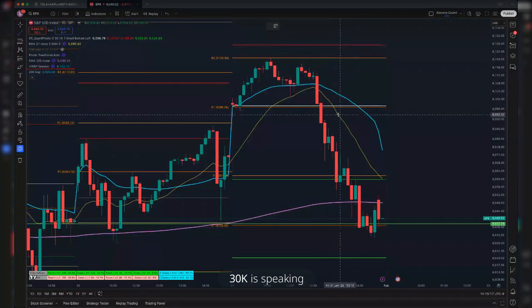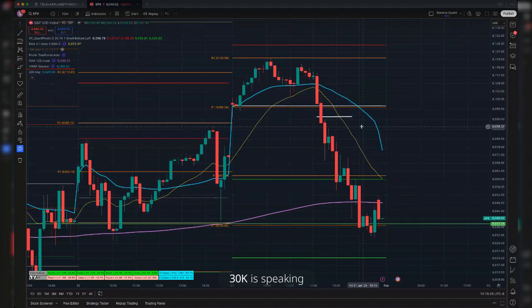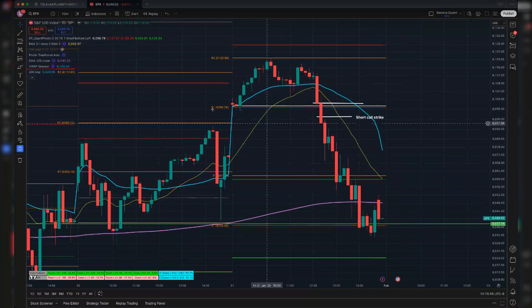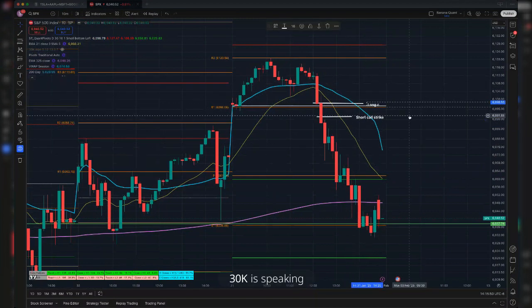But if you were doing a call credit spread, what you could hypothetically have done would have been to sell a strike around here, and then buy a strike around here. All right, so this would be your short call strike. And then this would be your long call strike.